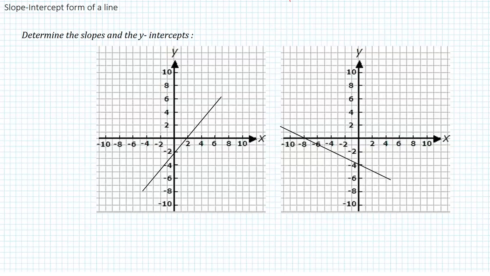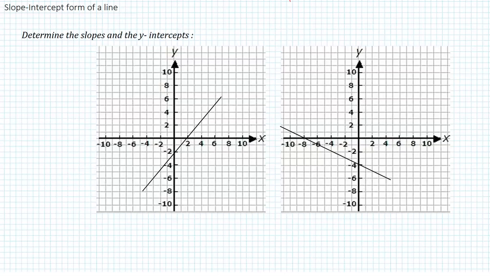All right, so in this section, we are going to look at the slope-intercept form of a line. That's going to show up as an equation. But before that, let's do a couple of practices. I've given you two different graphs, and the question is: determine the slopes and the y-intercept. All right, so let's go through this together.